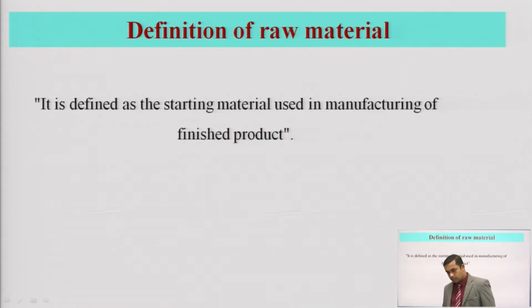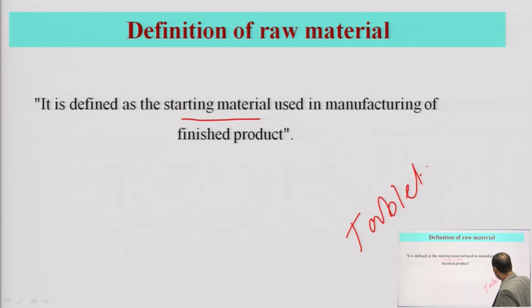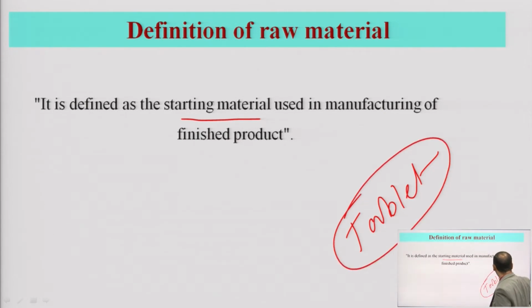Now, the definition of raw material, we have seen lots of things. Now, come to the definition of the raw material. It is defined as the starting material used in the manufacturing of the finished product. Starting material, you are producing a tablet, and your tablet comes after being wrapped up with the packing material.